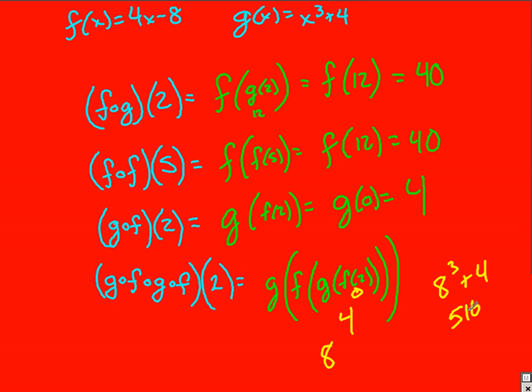So again, it makes a lot more sense to plug in numbers first rather than trying to do your actual composition function and then plug in. Plugging in early will definitely be the better way to go.